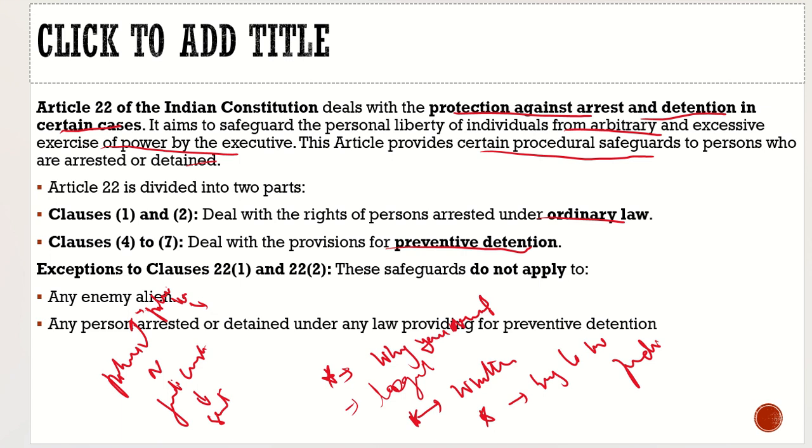A policeman cannot come to your house and arrest you for no reason, for arbitrary reasons. He has to take you to court within 24 hours, or if he does not take you to the court, then somebody will go to the court on your behalf, and the court will issue a writ of habeas corpus, and they will ask the executive why you had been arrested. If the executive does not answer according to this article, then there would be action against him. So this gives you protection against arrest and detention in certain cases.